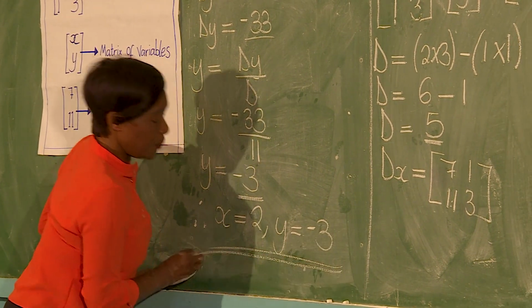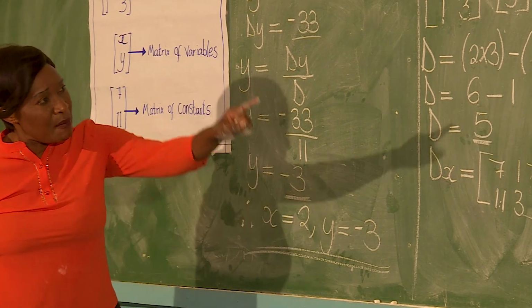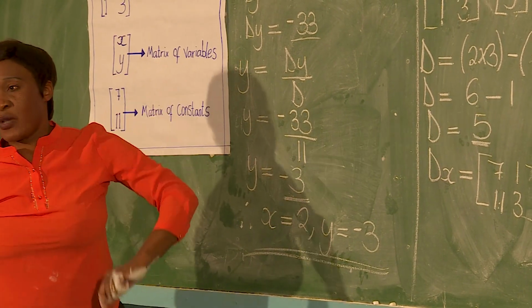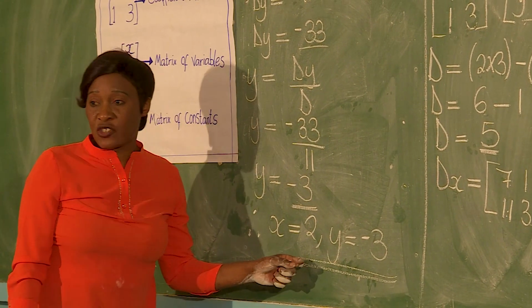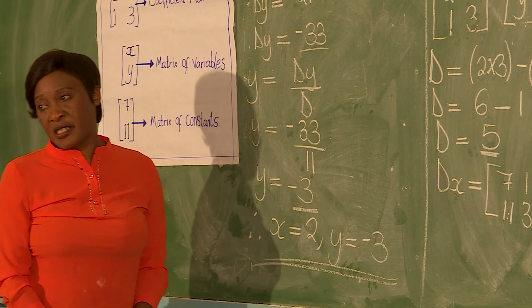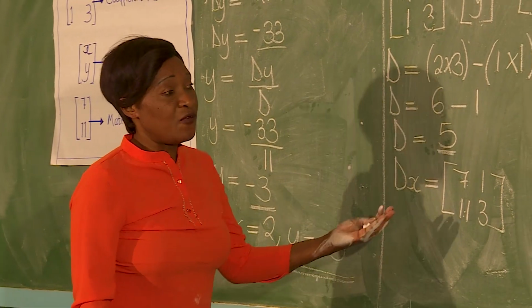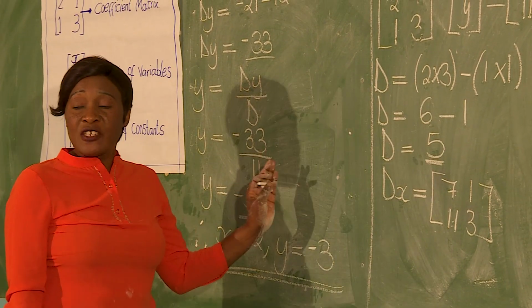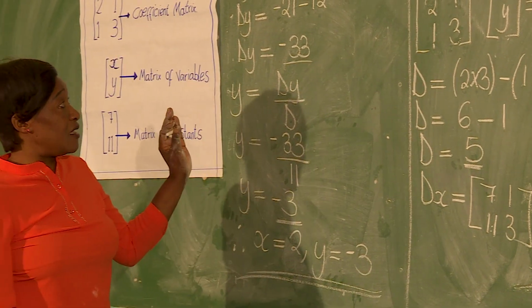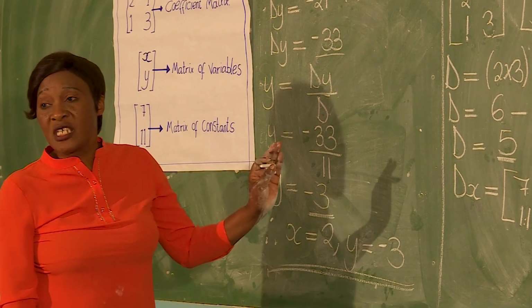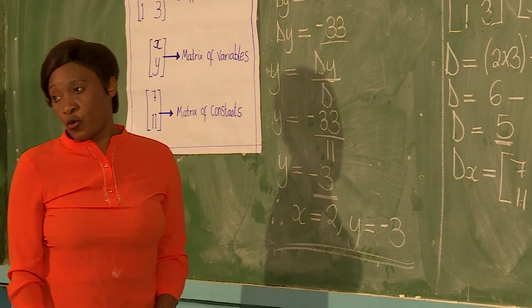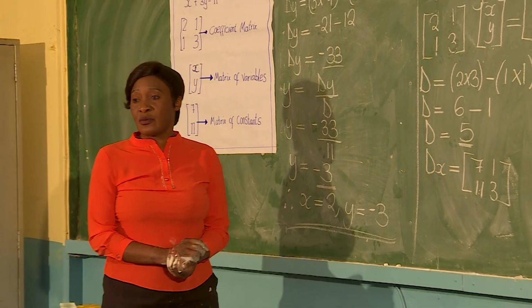We conclude, therefore, x is equal to 2 and y is equal to negative 3. Then you can substitute this in the main equations that we have given to prove that the answers here are correct. Okay? So this is how we can find the values of the variables using Cramer's rule. Any questions?